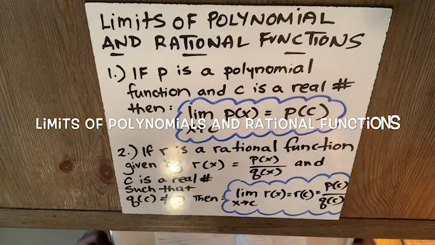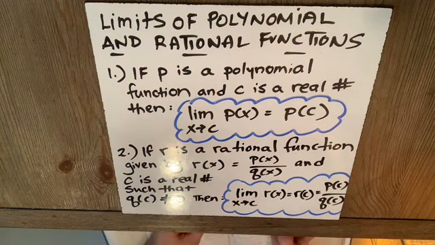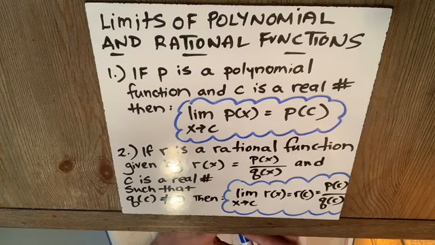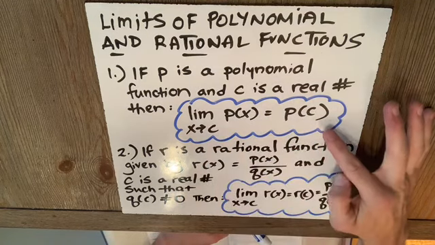Here I come bearing great news. The limits of polynomial and rational functions. Let's take polynomial functions first. If p is a polynomial function and c is a real number, then the limit of p of x as x approaches c is simply p of c.